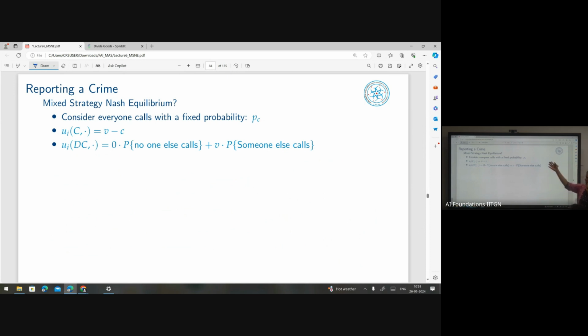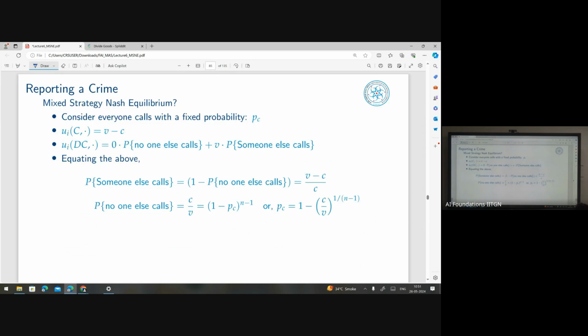So the idea is that this also serves as a sort of symmetry in the game. We want this particular agent to randomize, so it should be indifferent. If it plays C, it gets this utility. If it doesn't play, it gets this utility with these probabilities. Now, if you want to equate them, the probability that someone calls will be equal to (V minus C) by V, if you just equate those values.